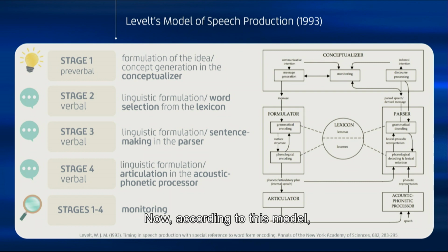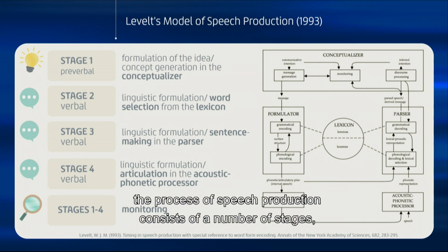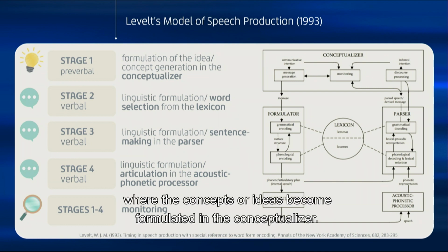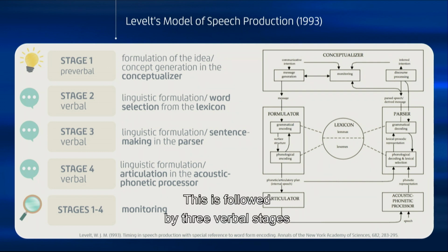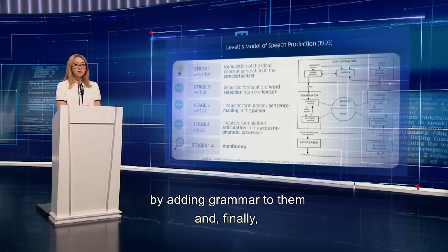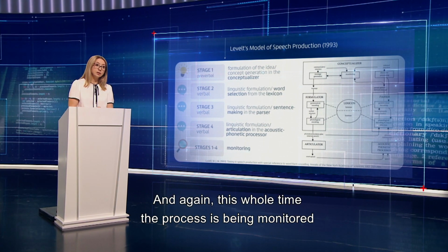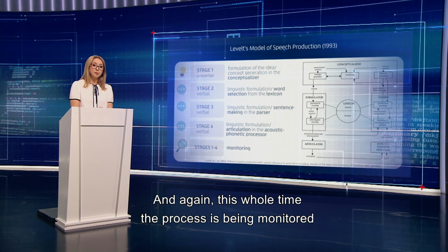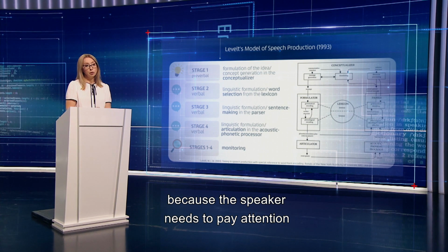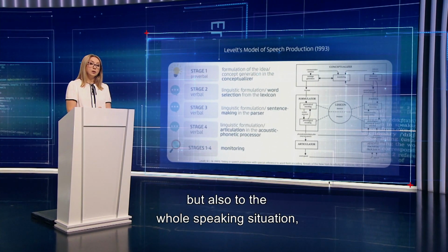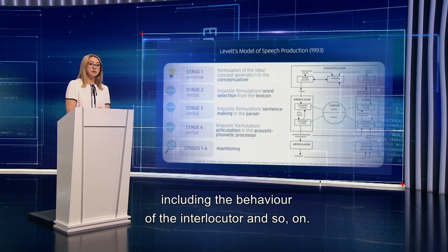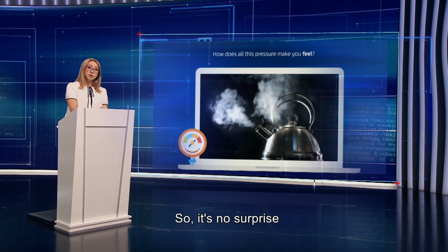Now, according to this model, the process of speech production consists of a number of stages, beginning at the pre-verbal stage, where the concepts or ideas become formulated in the conceptualizer. This is followed by 3 verbal stages, during which linguistic formulation takes place. And here, relevant words are selected. These words are put into logical sequences by adding grammar to them. And finally, the whole sequences need to be articulated using relevant phonetic sounds. And again, this whole time, the process is being monitored, because the speaker needs to pay attention not just to what he or she is saying, but also to the whole speaking situation, including the behavior of the interlocutor, and so on.